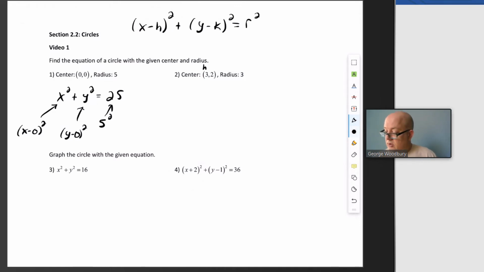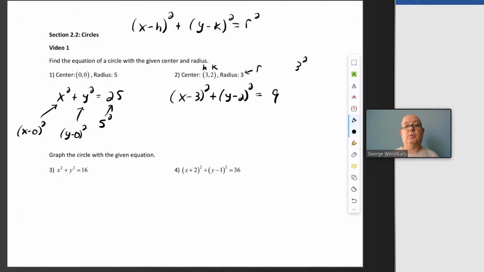Here, the center, (3, 2), that's my h and my k, and the radius r is 3. So substituting into the formula, that's going to be (x minus 3) squared plus (y minus the y value of the center) (y minus 2) squared, equals the radius squared, which is 9. 3 times 3 is 9. That's the equation of that circle. Keep in mind that if either h or k or both were negative, when you subtract a negative number, it's the same as adding a positive number. So if that center was (negative 3, 2), x minus negative 3 is the same as x plus 3.